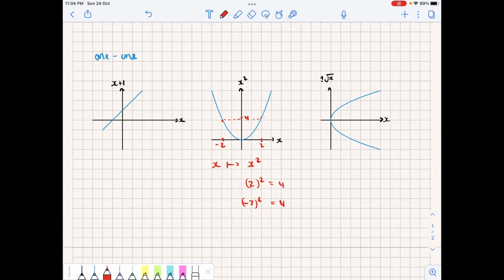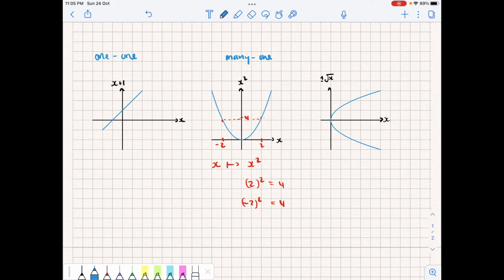And so if we look at this graphically, we can see that we have multiple inputs that give us the same output. And for this we would call a many to one function. So there are multiple input values that we can put into the function, but they still result in only one output value.